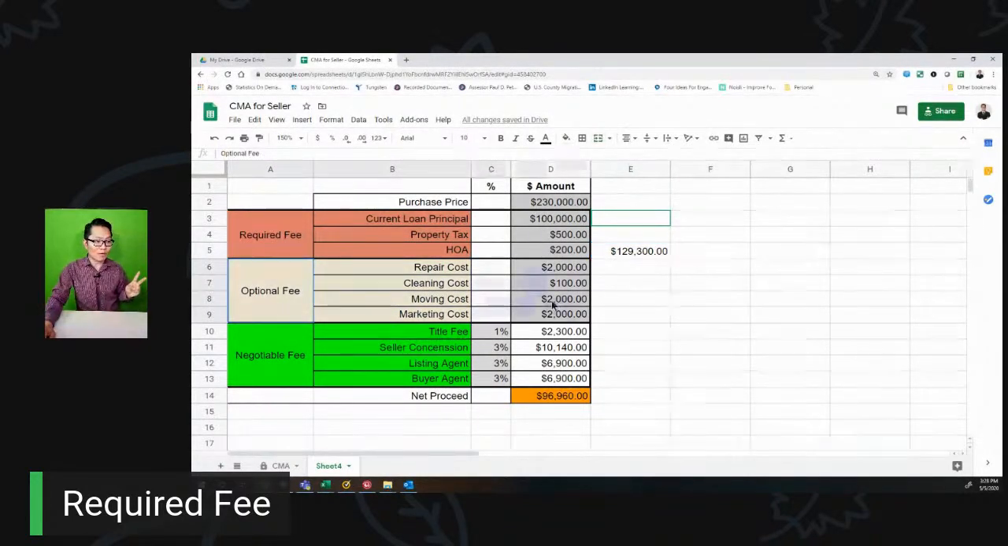The second group of fees is the optional fees. Those are associated with the sale of the house. However, you don't have to pay for them if you don't want to.